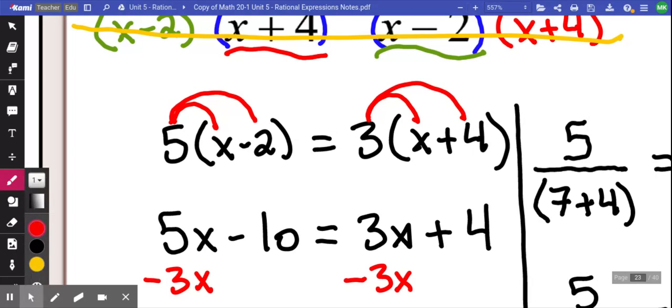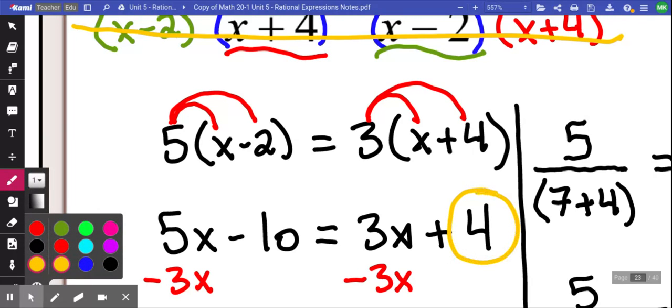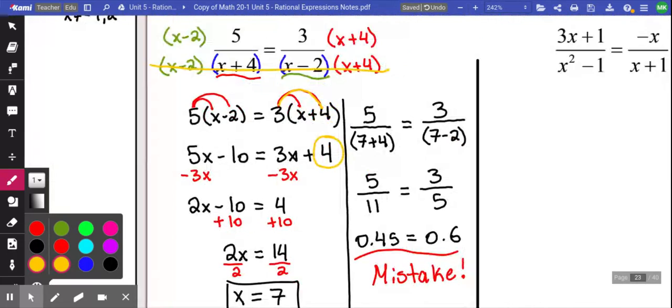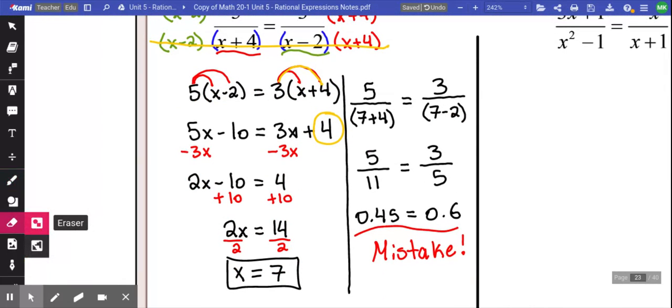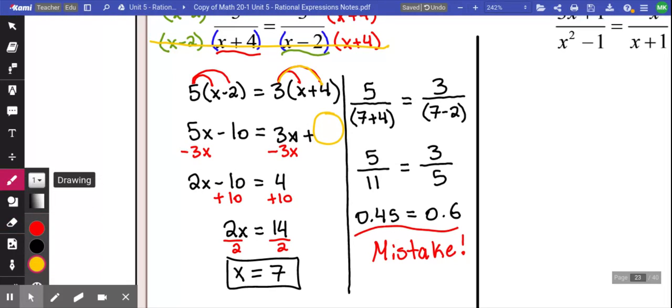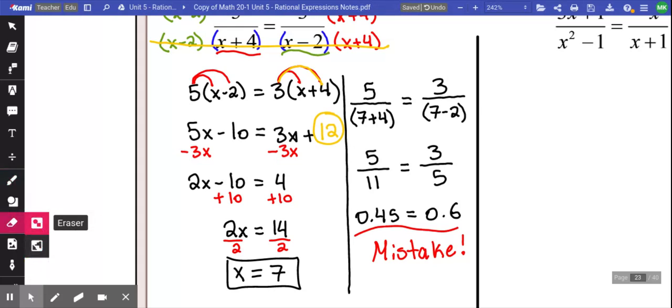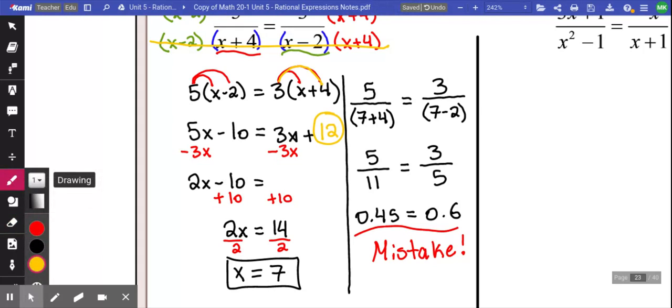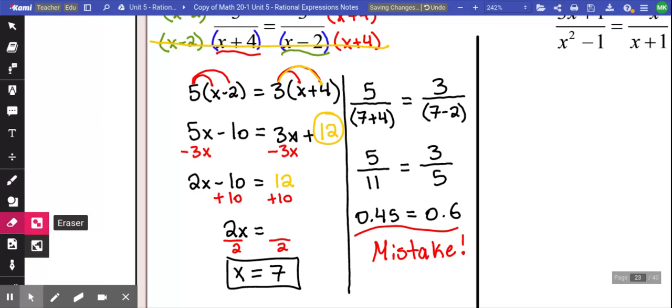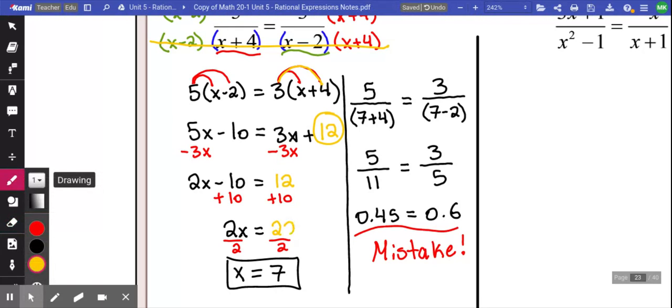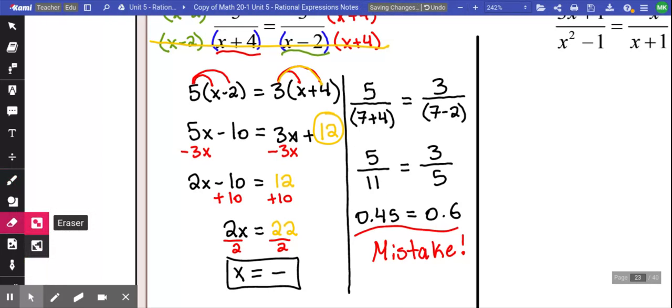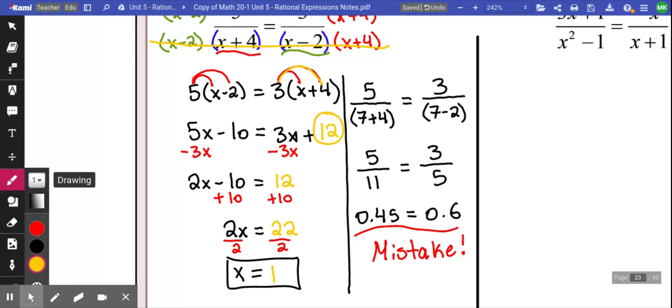Wait a minute. That's not right. 3 times 4 should have been 12. So you can go back to your question and fix your work. This should have been a 12. That means that this should have been a 12. That means this should have been 12 plus 10, which is 22. That means this should have been x equals 11.